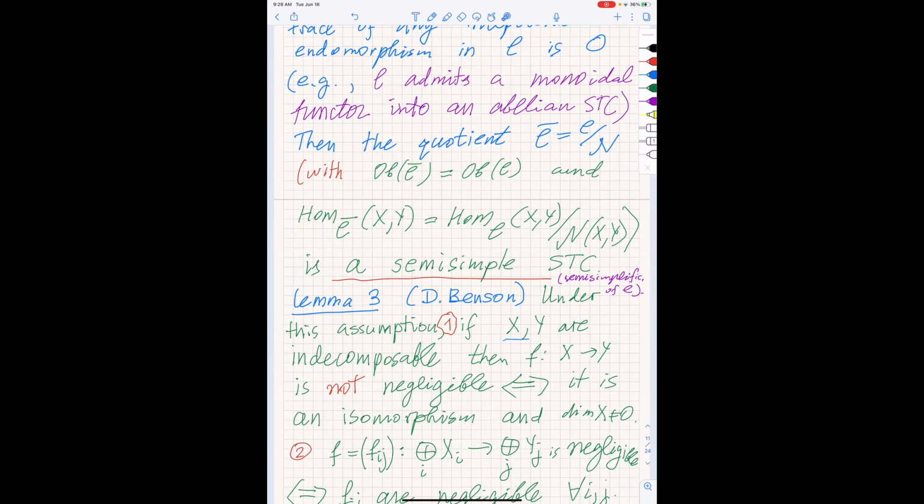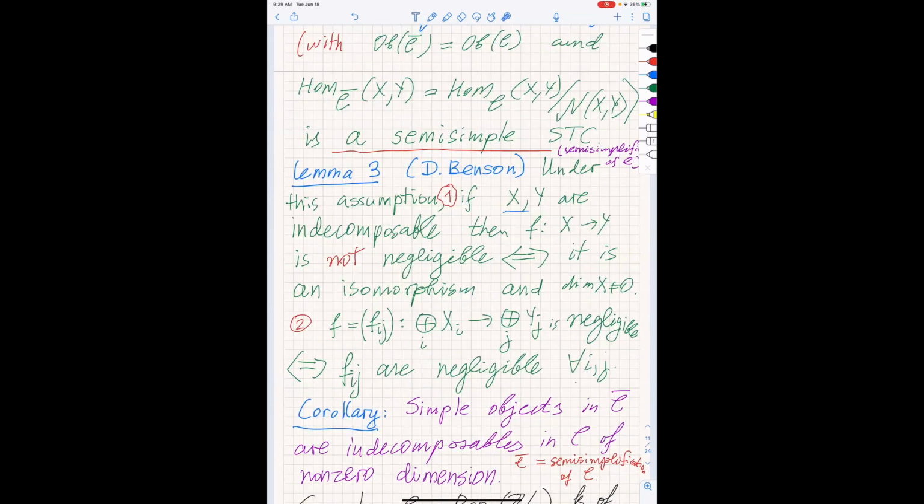So the lemma says, though Benson proved it more than 40 years ago in the setting of modular representation theory, when the theory of tensor categories wasn't yet a thing, but it holds in that generality. Under the above assumption that the trace of a nilpotent morphism is 0, you have the following description of when a morphism is negligible. Actually, it's better to describe when it is not negligible. The lemma says that if x and y are indecomposable, then f is not negligible if and only if it is an isomorphism and the dimension of x is not 0.